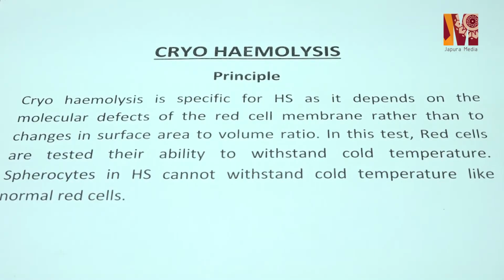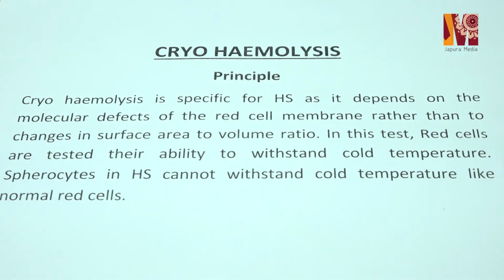So, in this test we use EDTA blood, and first we make a washed red cell suspension using cold sodium chloride. To that suspension, we add the reagent. The reagent is a sucrose solution in phosphate buffer. After adding the reagent, we incubate this mixture for about 10 minutes at 37 degrees, and immediately transfer this mixture to an ice bath, and keep it for 10 minutes.